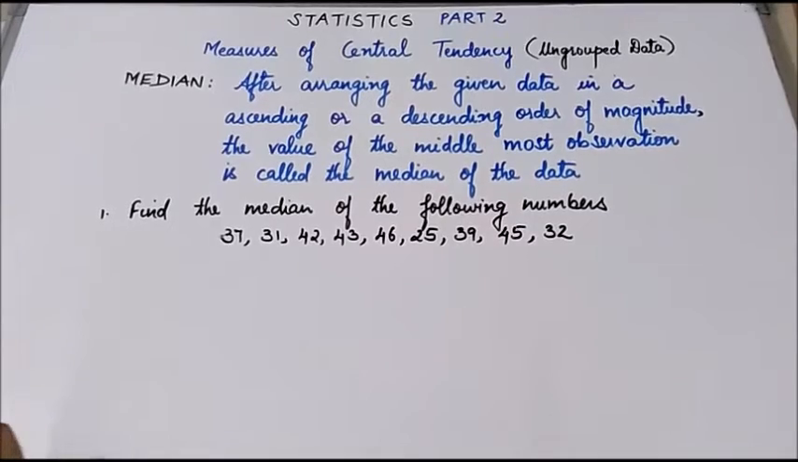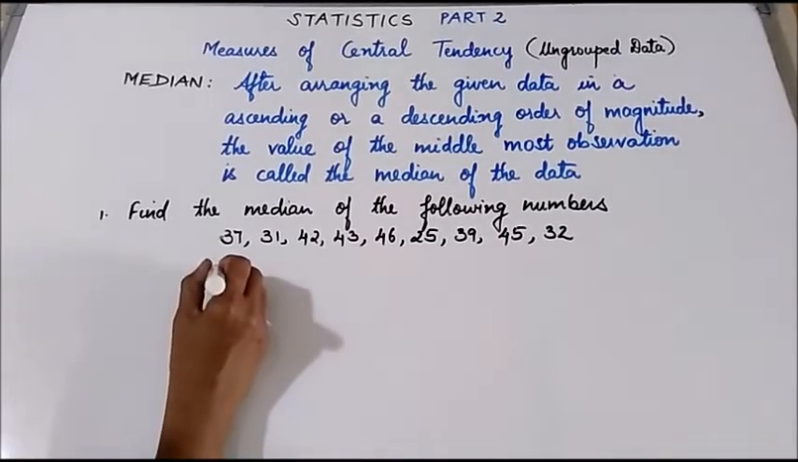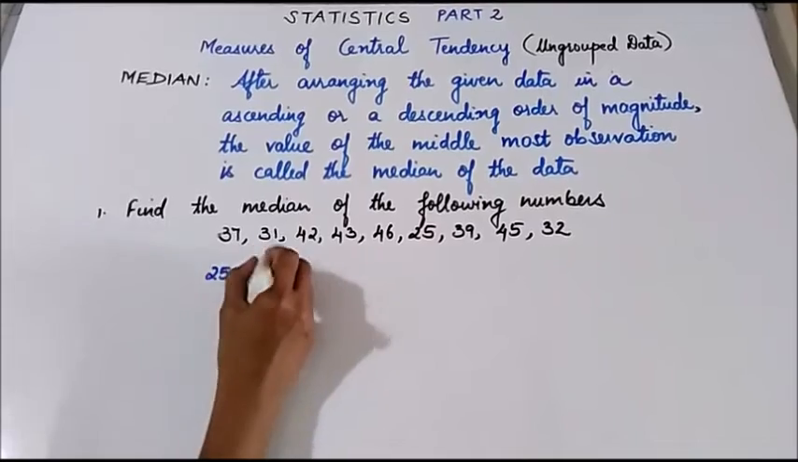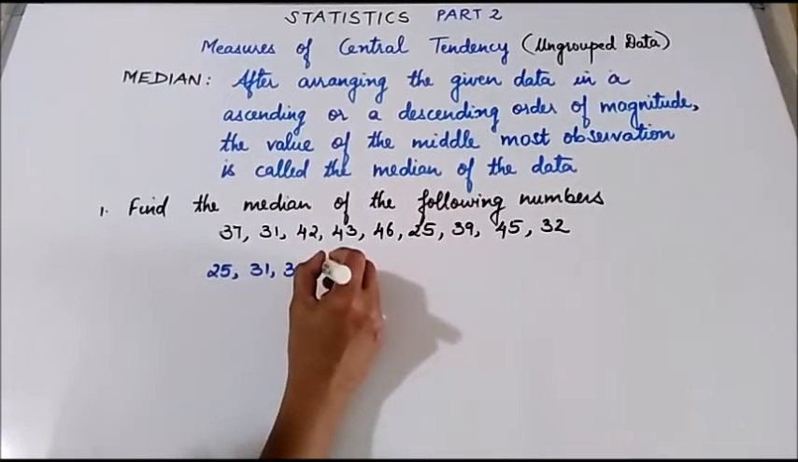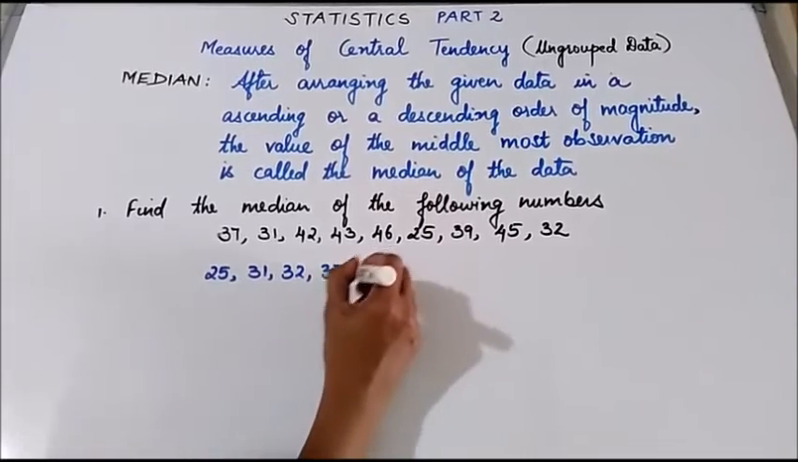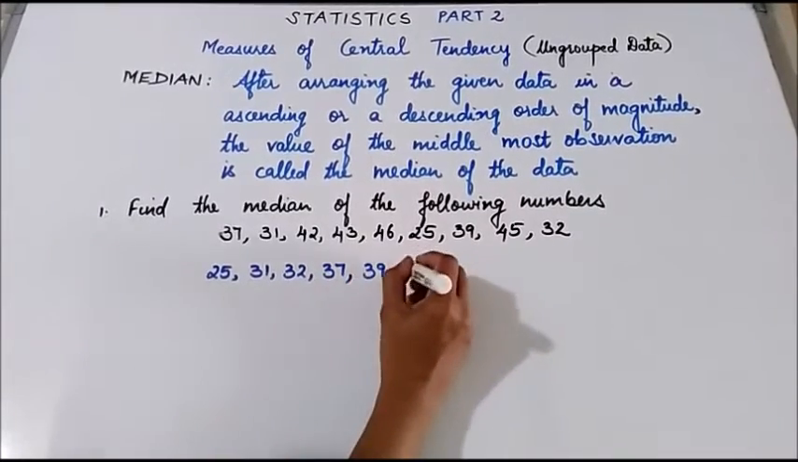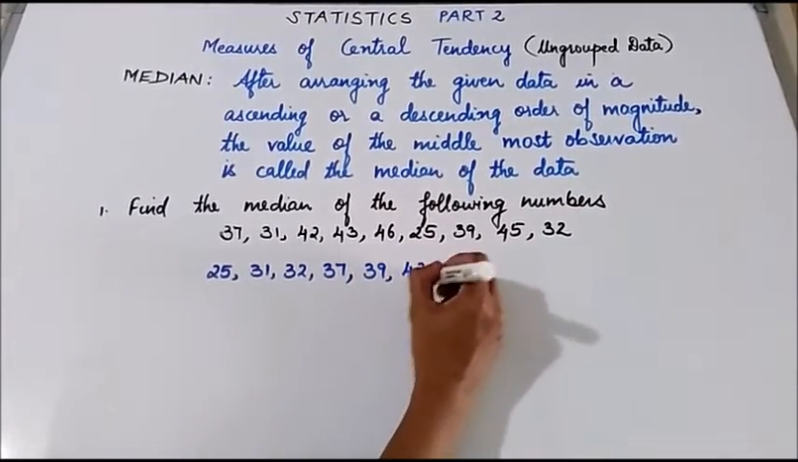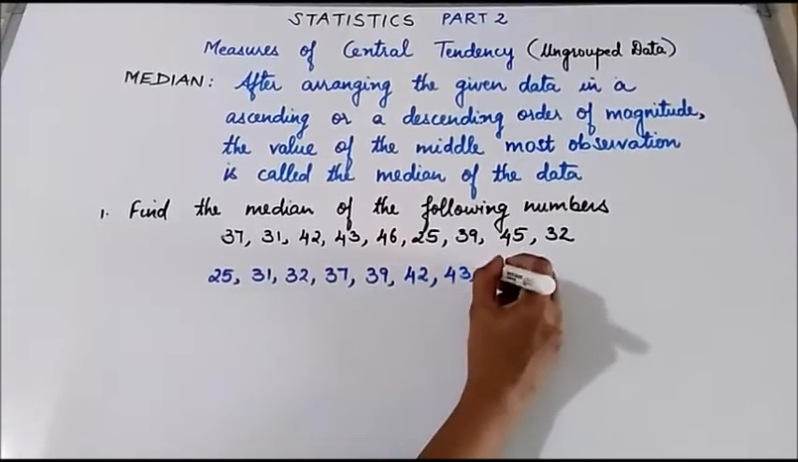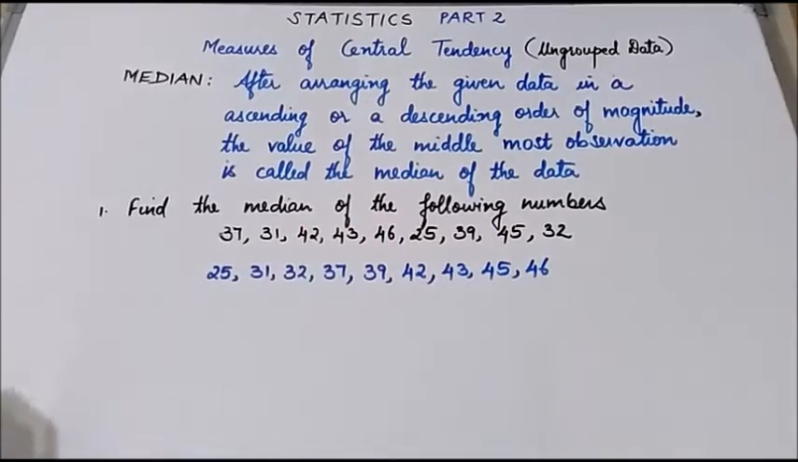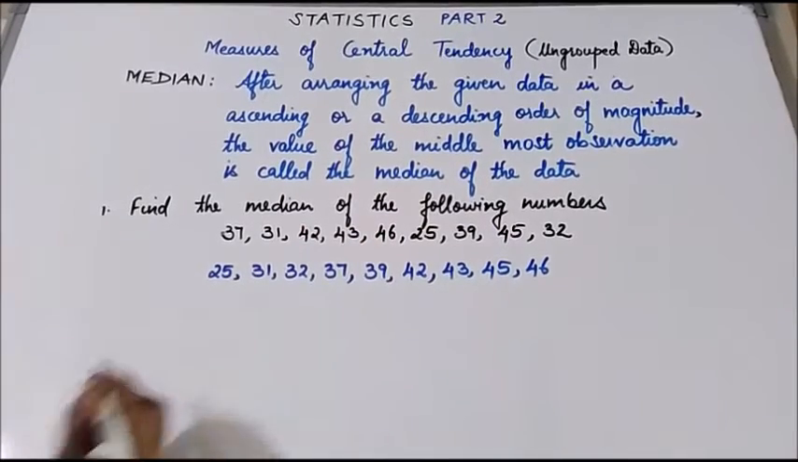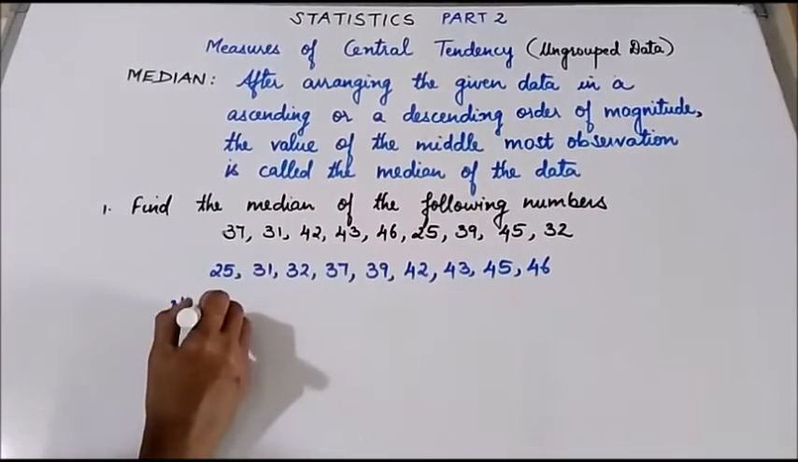I will arrange it in ascending order. So the first number will be 25. Then it is 31, 32, 37, 39, 42, 43, 45 and 46. Okay, now here let us count the number of observations.